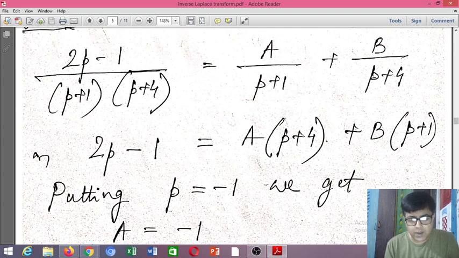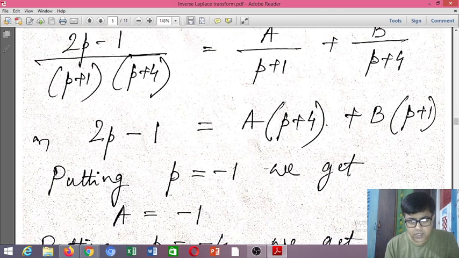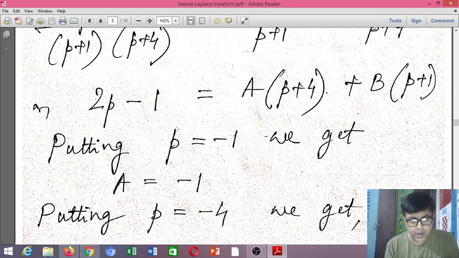Of course, I will try to eliminate b and get the value of a first, for which I put p equal to minus 1. If I put p equal to minus 1, b is eliminated and a is immediately obtained. So I put p equal to minus 1: the left side becomes minus 2 minus 1, which is minus 3, and the right side becomes 4 minus 1, which is 3, so 3a. So minus 3 equals 3a, and a is actually minus 1. That's what we have written.